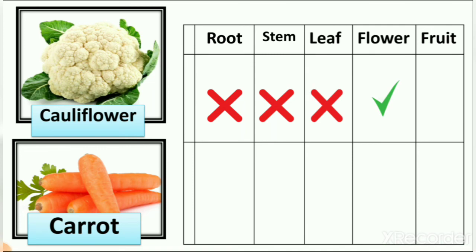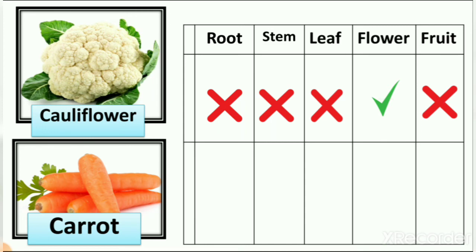Why? Because cauliflower is a flower we eat. And you see the spelling of cauliflower. There is a flower in the spelling. So cauliflower is a flower we eat. So we put a wrong mark in fruit because cauliflower is a flower we eat.